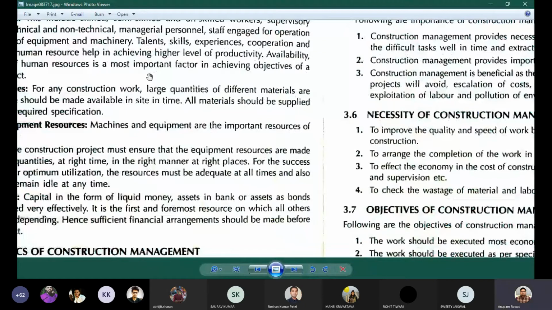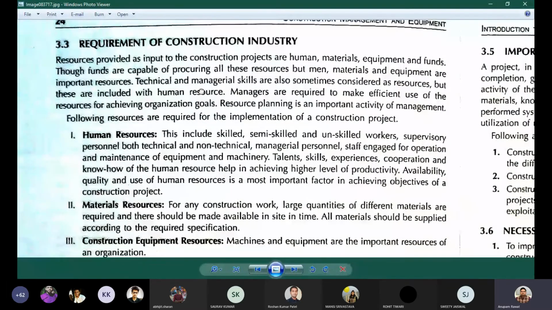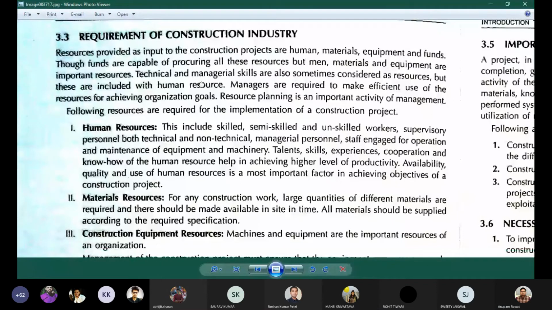Next, if you talk about the requirement of the construction industries, resources are provided as an input in a construction project, like human, material, equipment, and funds. Funds are capable of processing all these resources, but man, material, and equipment are the important resources.